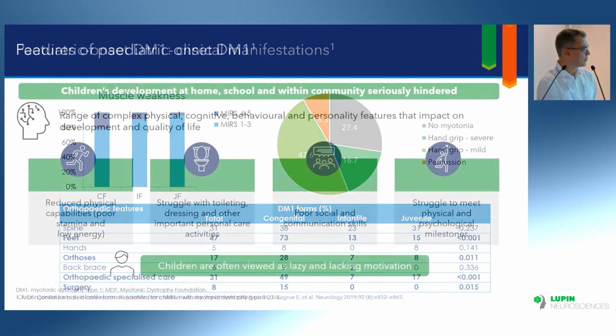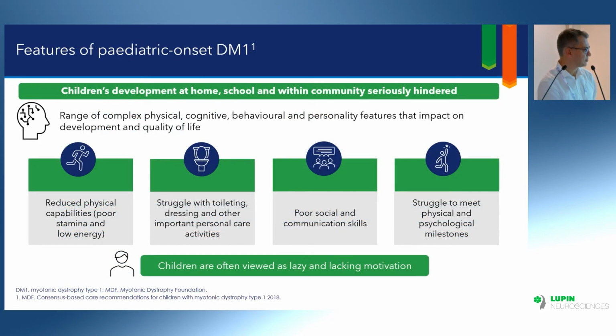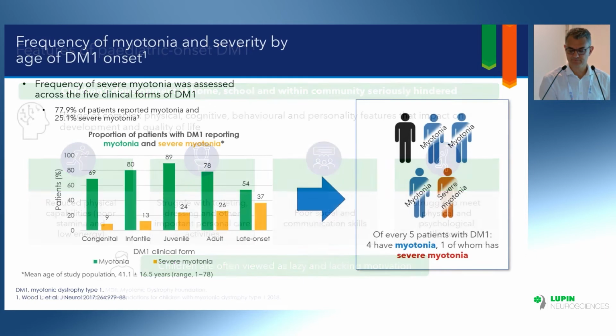So to summarize, the pediatric onset patients do have reduced physical activities and struggle with some daily life activities, have impact on social communication and skills, as well as psychological impact of the disease.